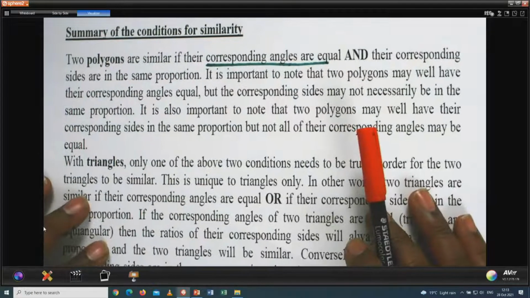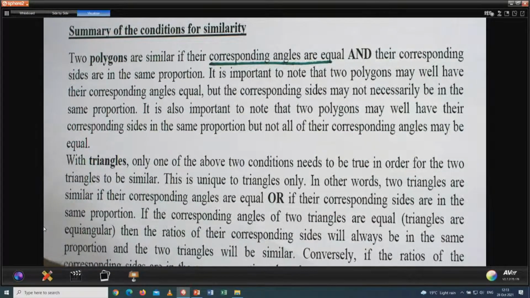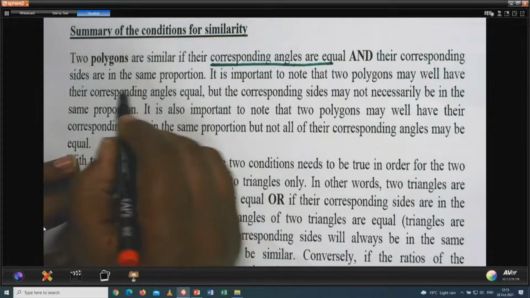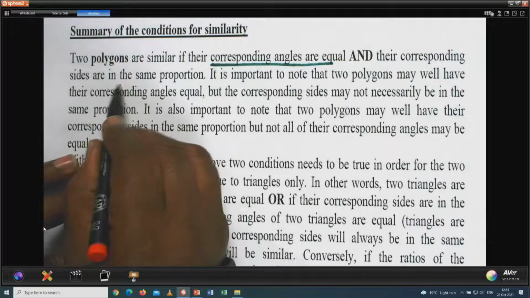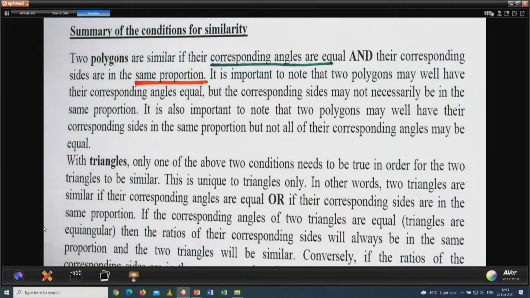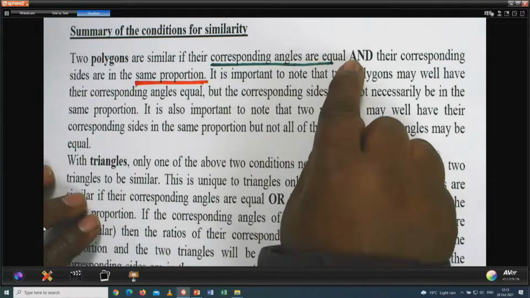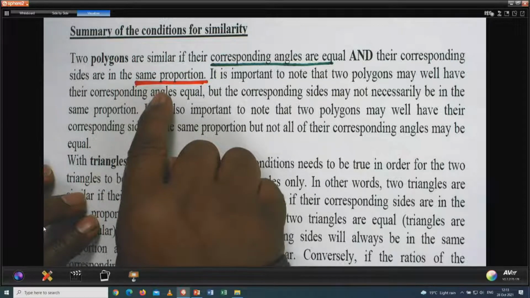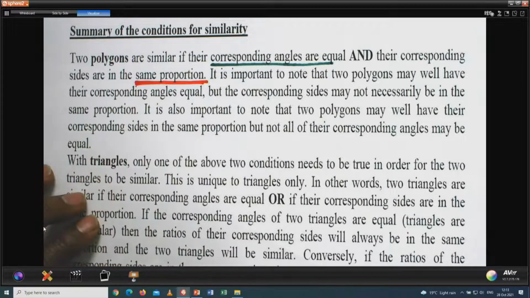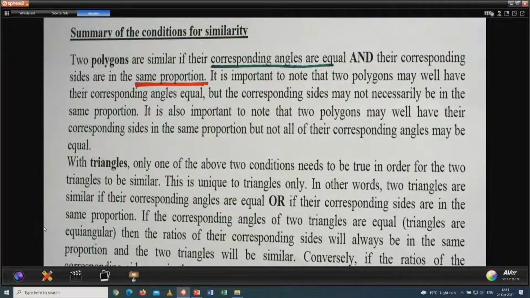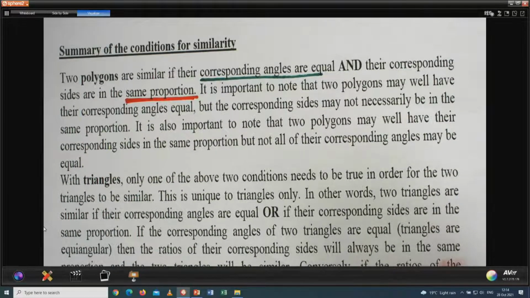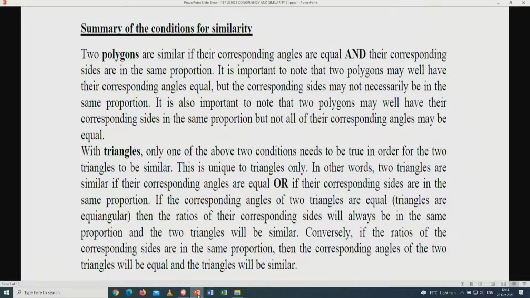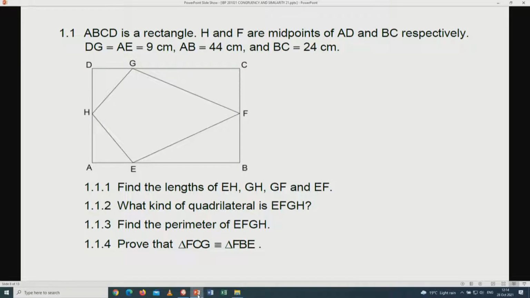Always look for corresponding angles that are equal, and corresponding sides that are in proportion. Those are the two conditions. If corresponding angles are equal, then the figures are similar. If the corresponding sides are in proportion, then they are similar. Like we said when we spoke about congruency. Remember that. Okay, that was just your similarity.